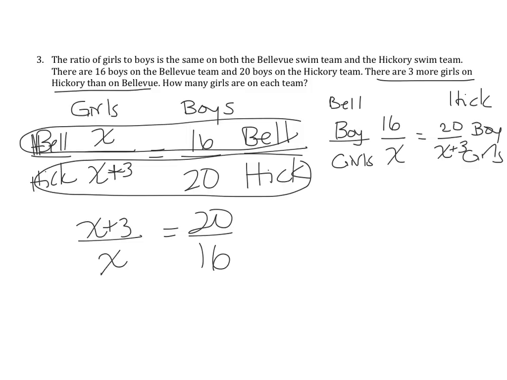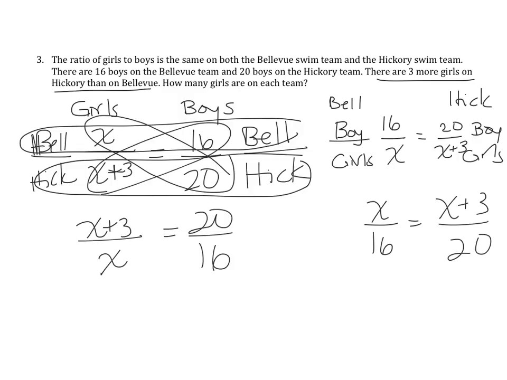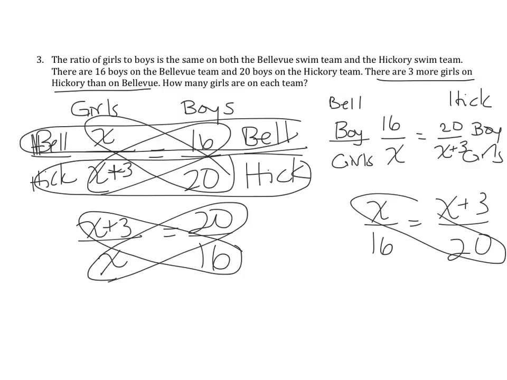And then if you wanted to, you could flip that. You could say the girls are on the top and the boys are on the bottom. So you could have X over 16 is equal to X plus 3 over 20. Now if you look at all four of these that I've just written, the 16 and the X plus 3 are all across from each other, and the X is always across from the 20. So all of these will end up giving you the right answer.